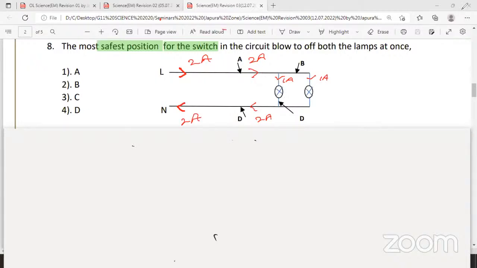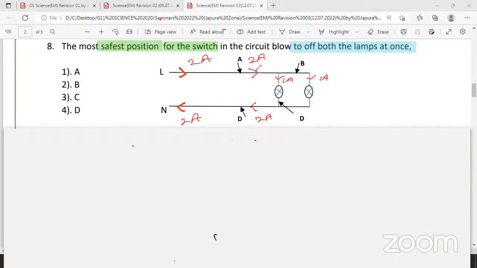Now if you want to turn on and off both at once, look at the next keyword. When you are reading the question, understanding the question itself takes you more than 50% of the way to your answer. Sometimes many students read the same question again and again in the exam, but they don't know what is meant by the question. Sometimes they know the answer, but they don't understand what the question is. So, to turn off both lamps at once.